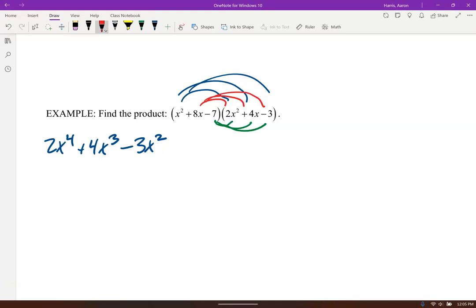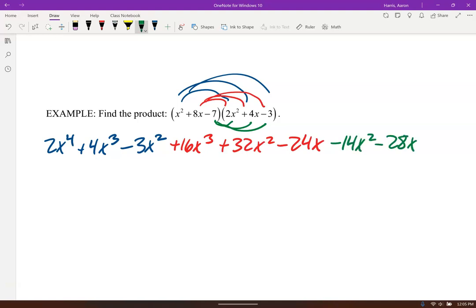Now let's go with the 8x. 8x times 2x squared, 16x to the third. 8x times 4x, 32x squared. 8x times negative 3, negative 24x. And finally, I'm taking the negative 7 through. Negative 14x squared minus 28x plus 21.